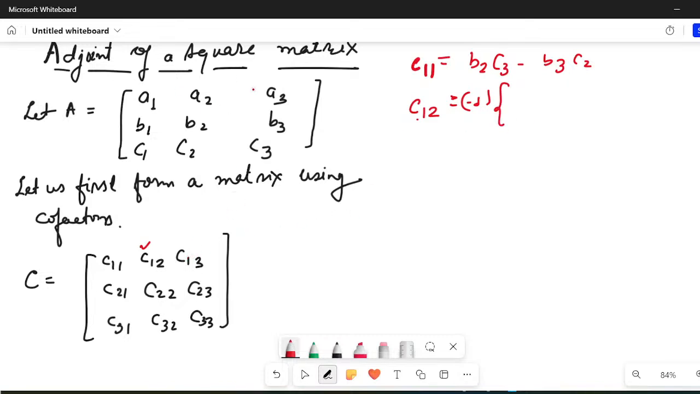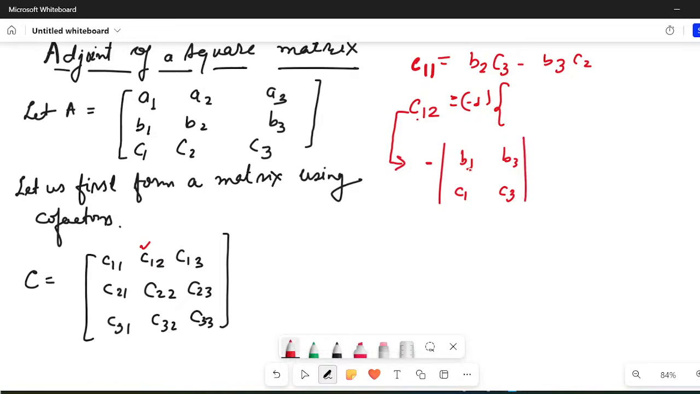So what you have to do is find the minor. It will be B1 C3. I should write it here so that you'll be able to understand. In order to find C12, I'm writing it here. It would be negative of B1, and then I will write B3, C1 and C3.